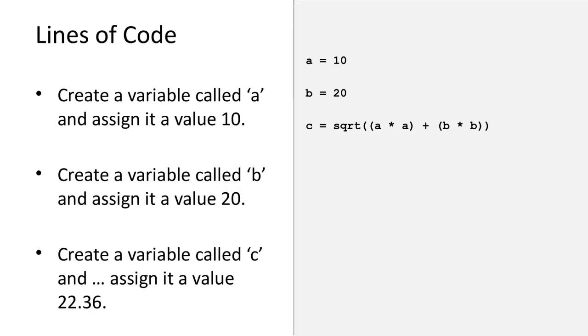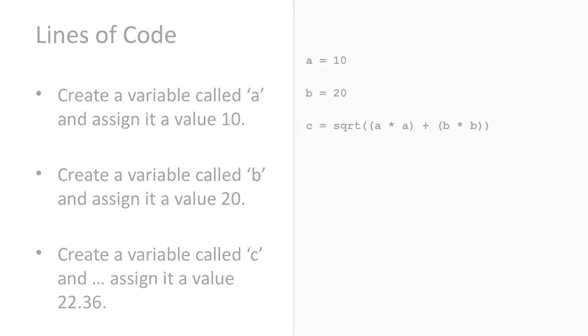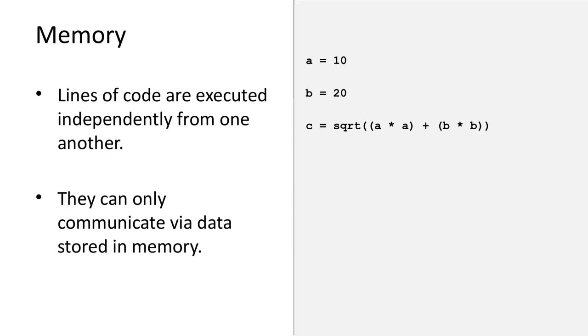Here are the 3 instructions that this code contains. Each instruction creates a variable and assigns a value. The last instruction also performs a mathematical calculation, the result of which is 22.36. The system will execute each line of code independently. It never looks back and never looks ahead at other lines of code. The only place it can look is in its memory. Let's look at each of these 3 lines of code and see what happens to the memory.